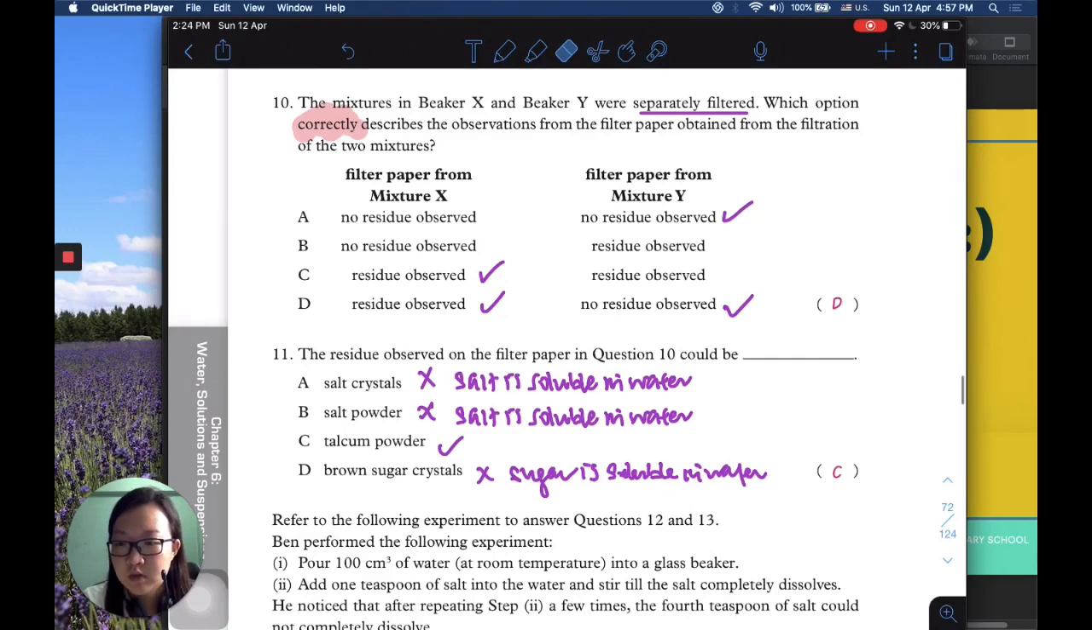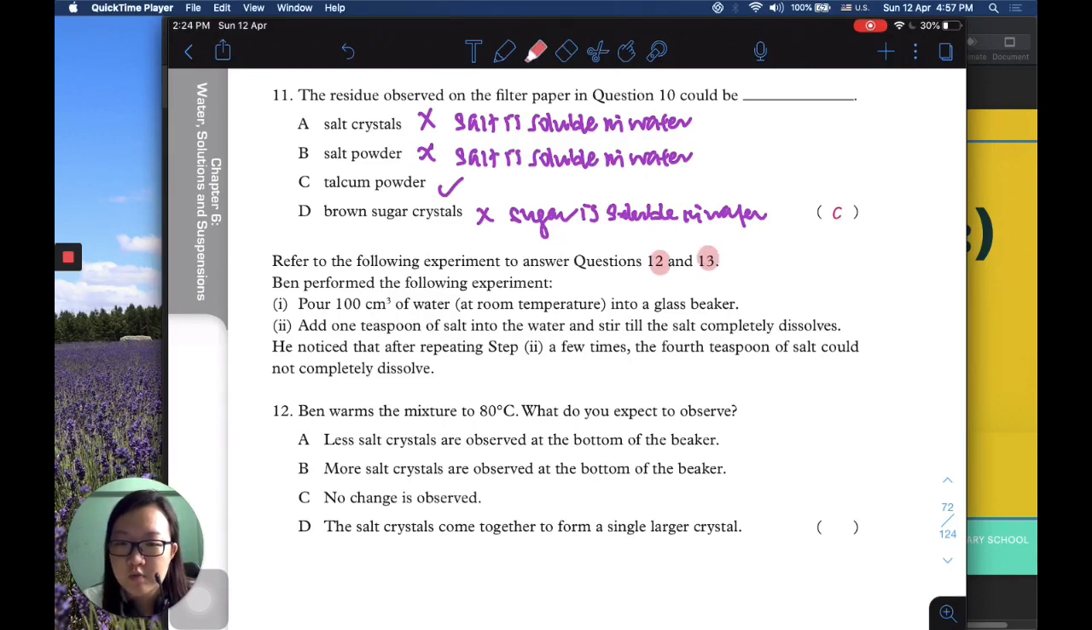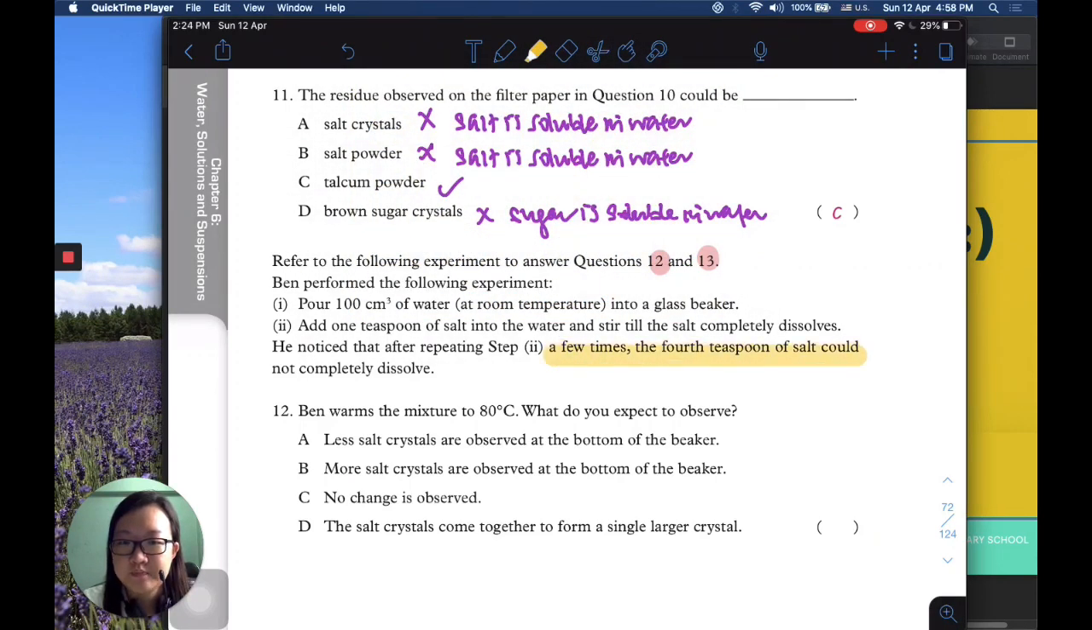Moving on. Refer to the following experiment to answer questions 12 and 13. You have Ben who performed the following experiment. In part 1, he poured 100 cm cube of water at room temperature into a glass beaker, he then added 1 teaspoon of salt into the water and stirred until the salt completely dissolves. He noticed that after repeating step 2 a few times, the 4th teaspoon of salt could not completely dissolve. Okay, a lot of words here, but you should highlight what is important, right?